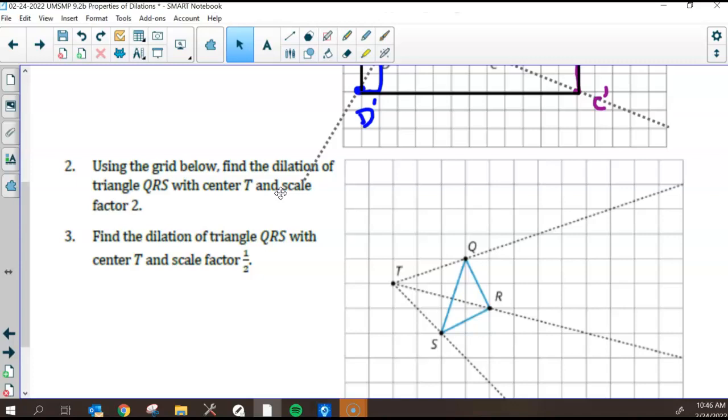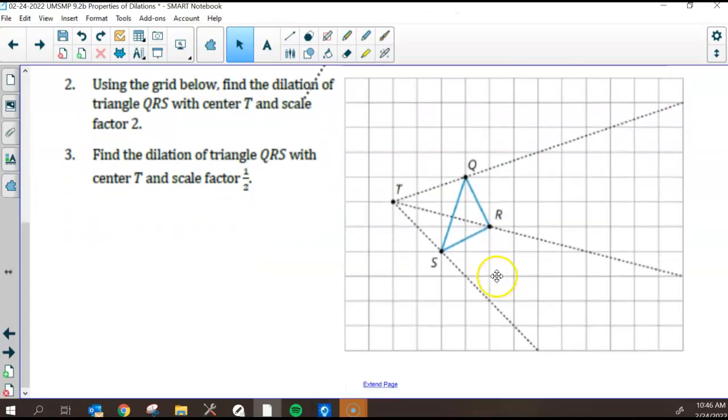I like your attitude. Okay, now let's try it with the triangle. Using this grid, we're going to find the dilation of triangle QRS with center T and scale factor of 2. Good news, they've already drawn those lines for us, right? So that's helpful. Now we need to make sure that we are finding the correct points, knowing that Q prime is going to be somewhere here. R prime is going to be somewhere here. S prime somewhere here. Where exactly?